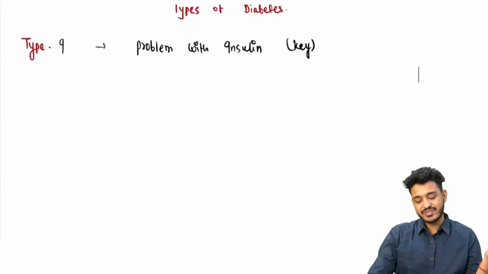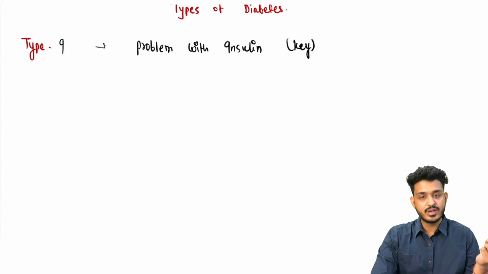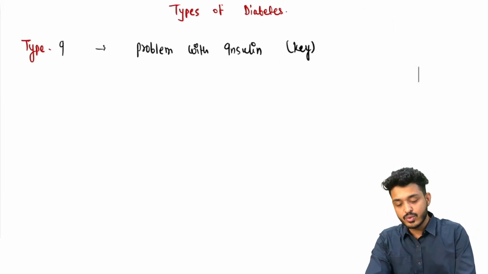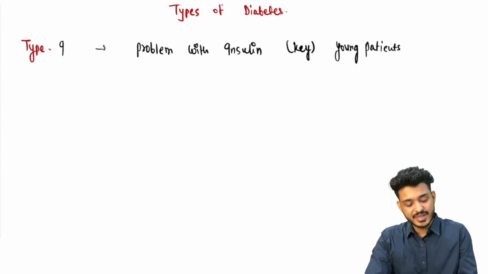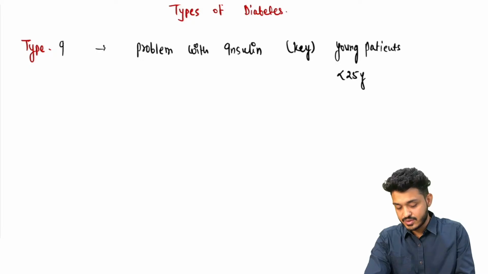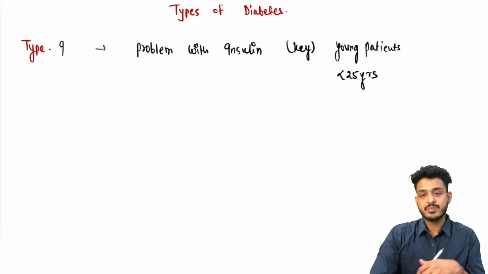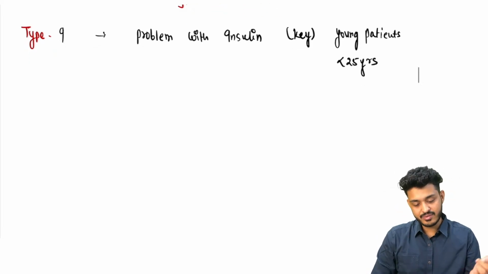So what is type 1 diabetes? Type 1 diabetes has a problem with the insulin. So there will be no key, and this is generally seen in young patients, like less than 25 years of age, right? These are the people who are going to have this particular thing.